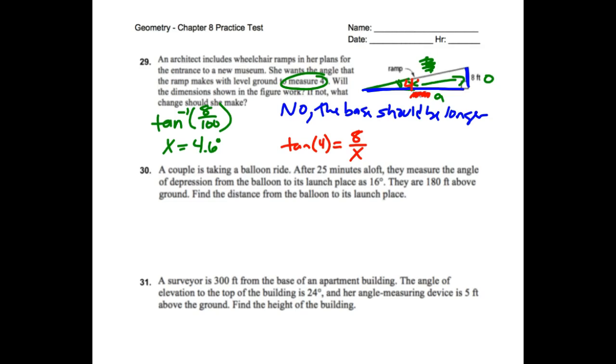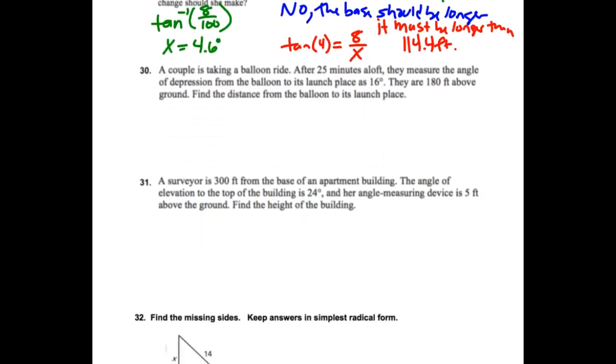If I want to be exact, it must be longer than 114.4 feet in order for it to have that 4 degree angle. And that's actually a question that they ask because when you're in a wheelchair, it's hard to go up steep inclines, and so they try to keep them kind of a low incline on those ramps.